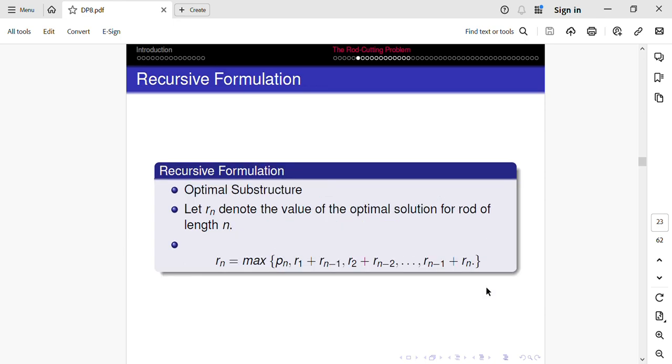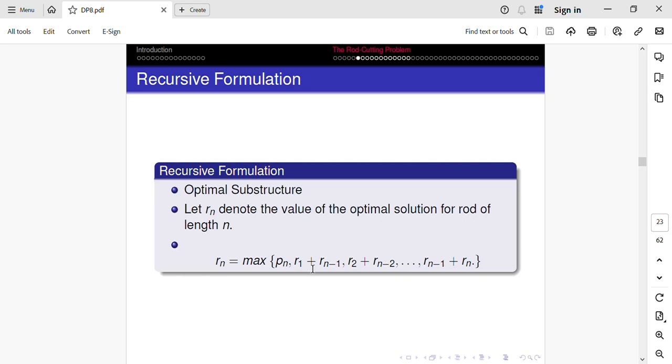Now we go for a recursive formulation. We have an optimal substructure for this problem. For now you just assume that this property holds, but at the end of this lecture I will show a way to prove this property. Let Rn denote the value of the optimal solution for a rod of length n. The first possible choice is no cut at all, then the price is Pn.